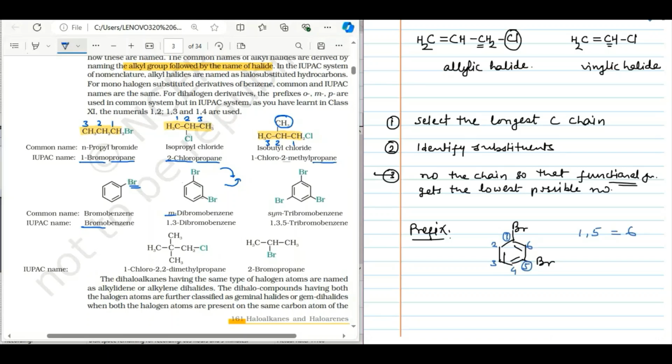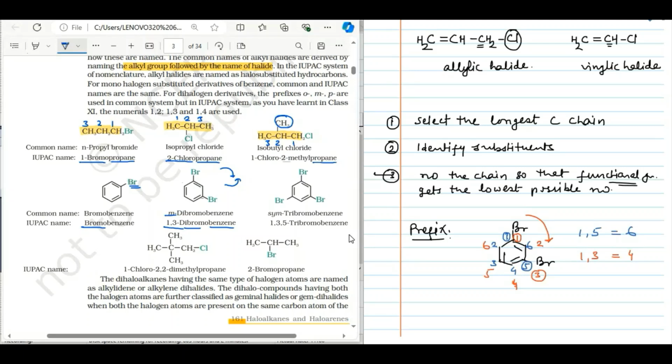But when you number it in the clockwise direction, this bromine will get first, second, third, fourth, fifth and sixth. So in the clockwise direction, they will get 1 and 3 number and the sum will be 4. So that's why we will number this molecule in the clockwise direction, and the name of this molecule will be 1,3-dibromobenzene.